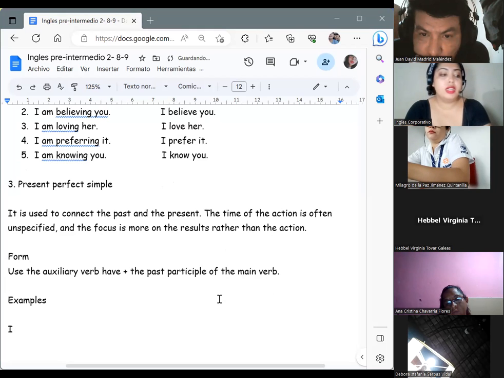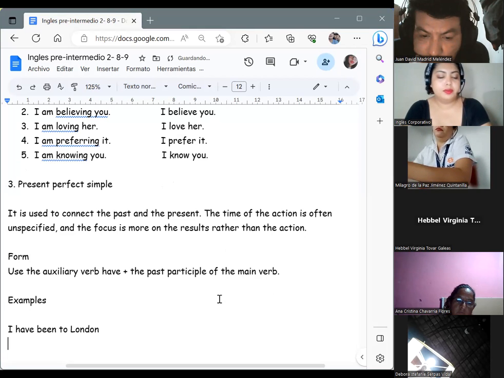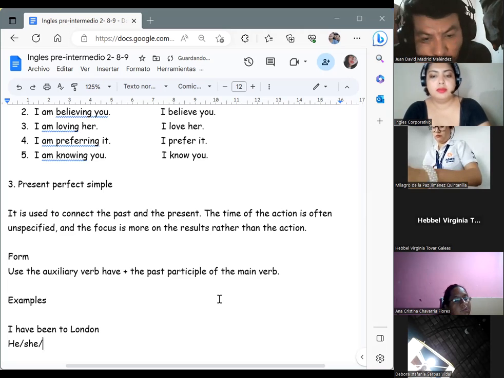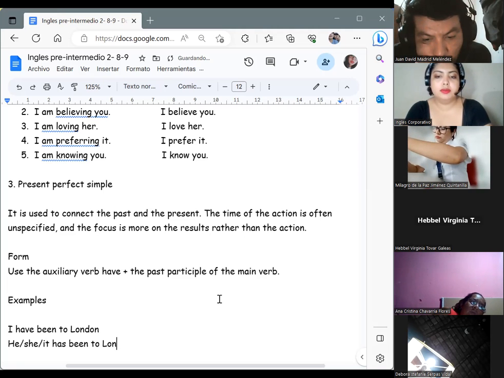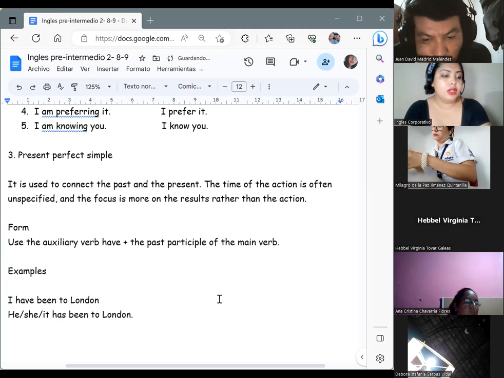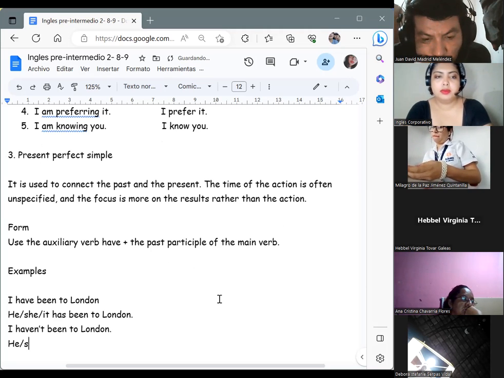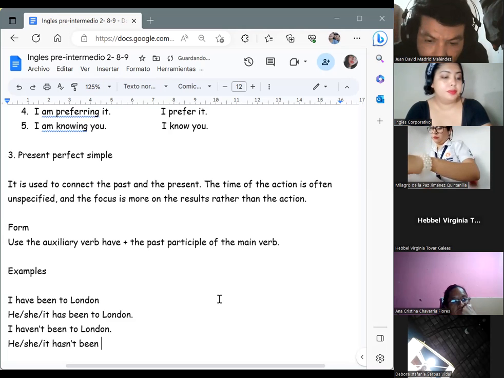subjects. I have been to London. He, she, and it has been to London. En el caso de los negativos, pues el auxiliar va a llevar la palabra negativa. I haven't been to London. He, she, or it hasn't been to London.